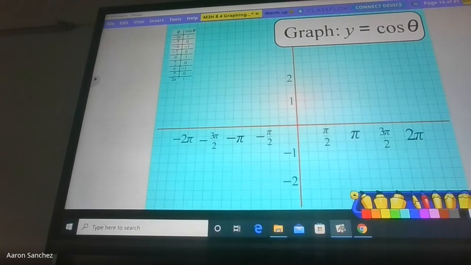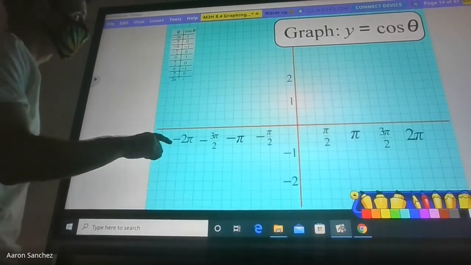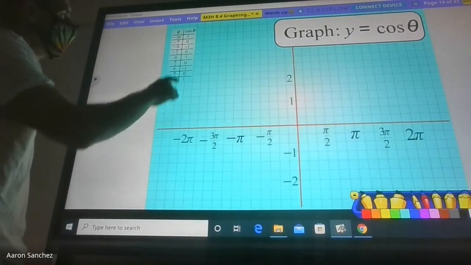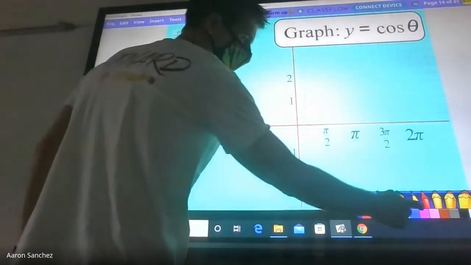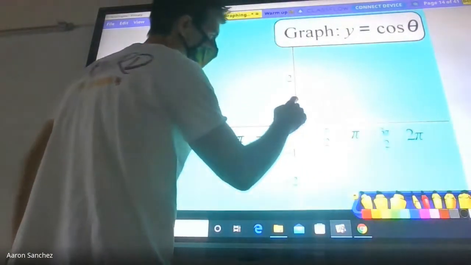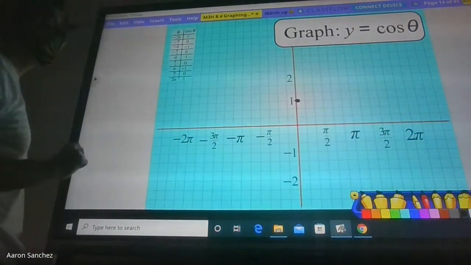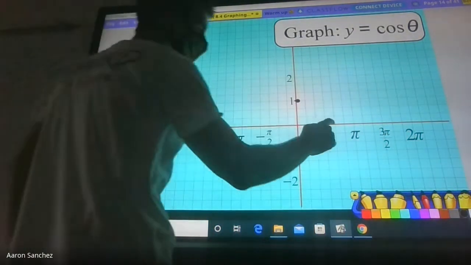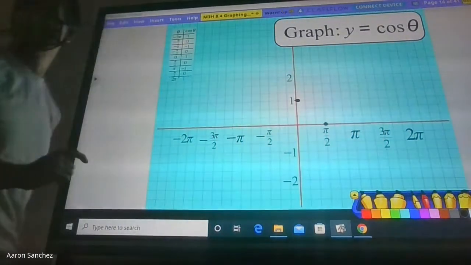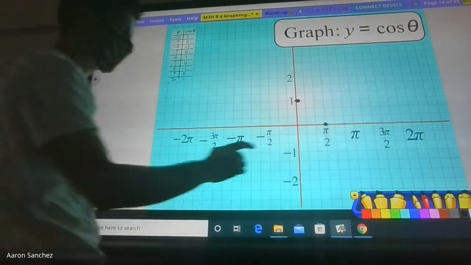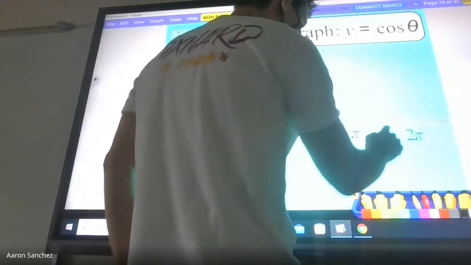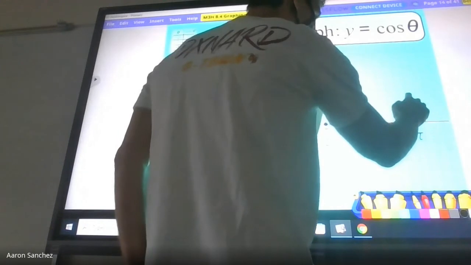Okay, make it 2 pi, 1. So, all right, I'll do the 0 first. 0, 1. You guys can graph this on your own. Let's see, I'm going to do it in black. 0, 1. Pi over 2, 0. Now, this is going to have 5 key points also. Pi is -1. 3 pi over 2 is 0. And 2 pi is 1.